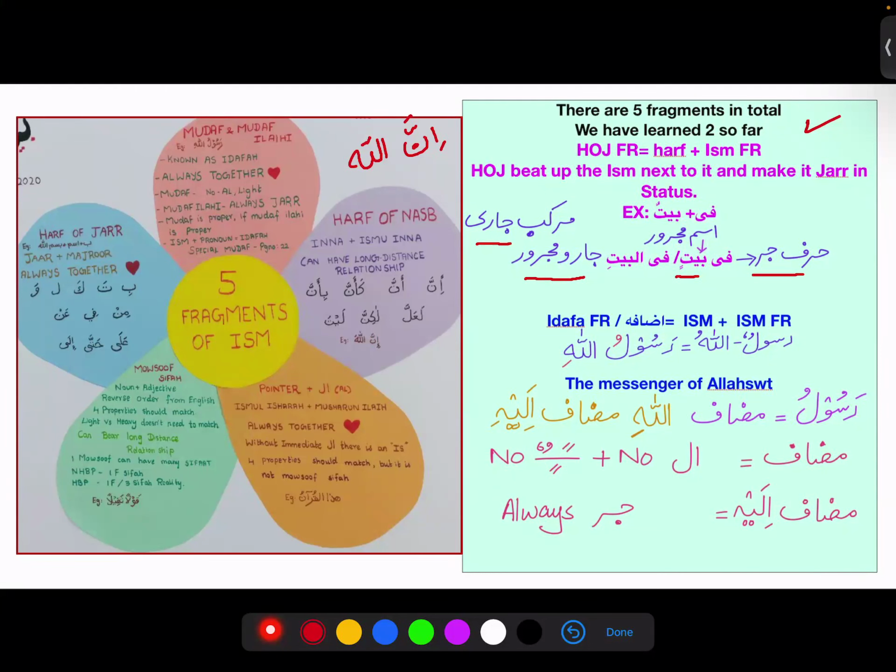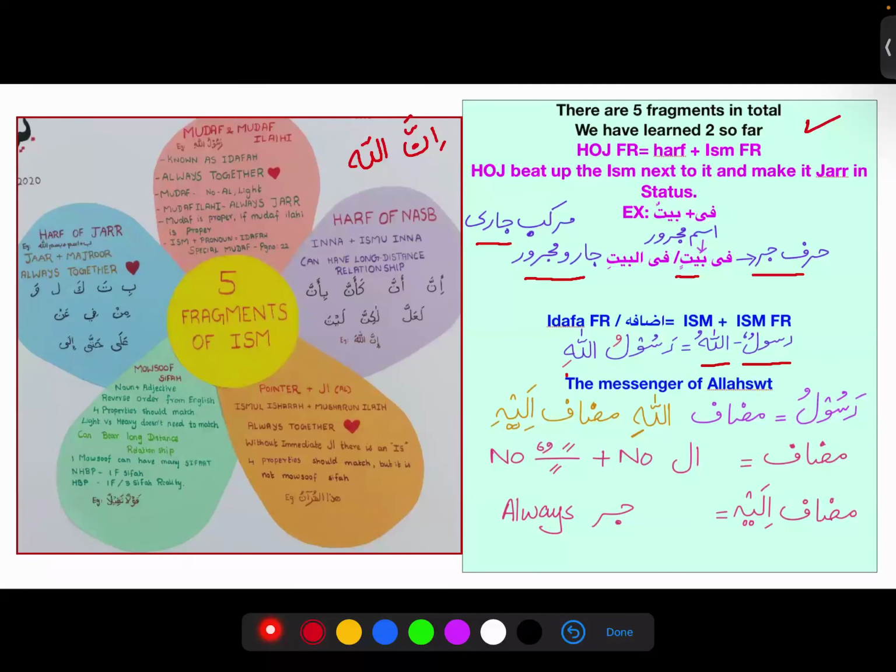Then comes the idafa fragment. We say that it happens between two isms. Let's say I have the word rasulun and the word allahu. These are the two isms I have. Now I want to create an idafa fragment, to say Rasul of Allah subhanahu wa ta'ala. So what I have to do is make it light, right? I need to make it one haraka, because the mudaf cannot have the mean. Mudaf has to be with one haraka. It could be dhamma, fatha, or kasra, it doesn't matter, but it should be one haraka. It cannot take the mean.